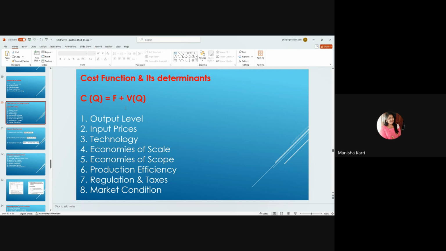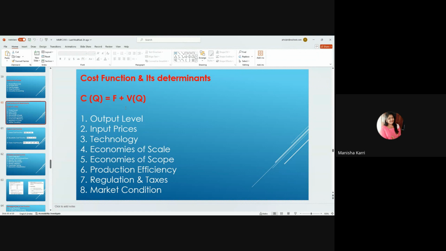Another one is input prices. The costs of inputs such as labor, raw materials, and energy significantly affect the cost function. Higher input prices lead to higher production costs. And technology: advances in technology can reduce production costs by increasing efficiency and productivity. Improved production techniques and automation can lower both variable and fixed costs also.